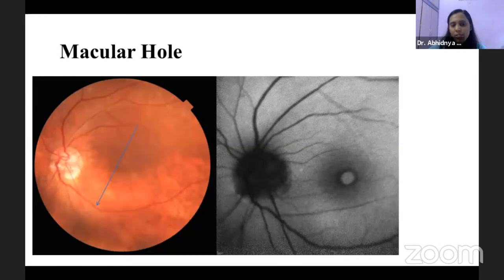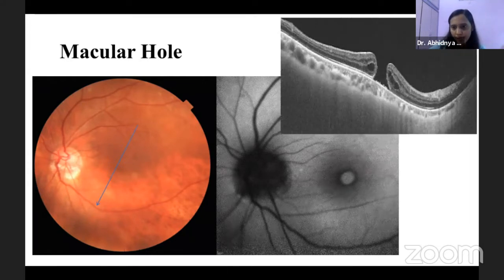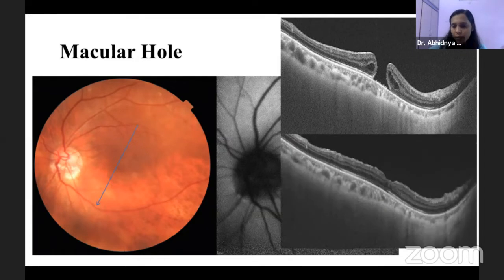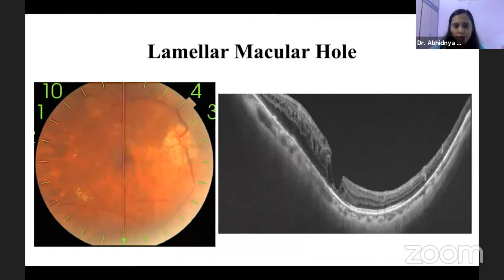So coming to the cases, this was a 33-year-old patient who had presented with tilted disc syndrome and had a macular hole which was seen as hyperautofluorescent on FAF. And you can see that there is a macular hole of about 621 microns seen at the edge of the staphyloma. This patient underwent pars plana vitrectomy with ILM peeling and SF6 tamponade, and 3 months post surgery, visual acuity had regained to 20/80 with type 1 macular hole closure.